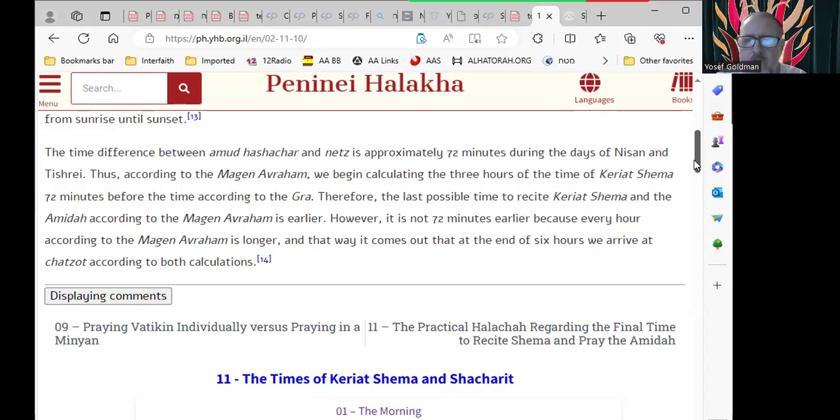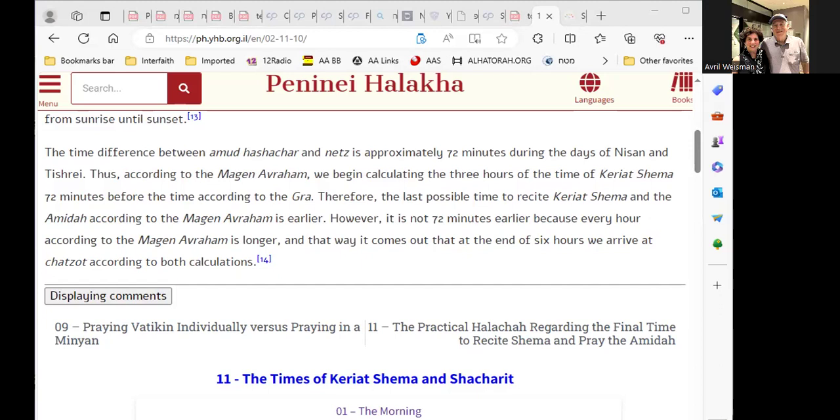So Chatzot literally means midday. Tell me if you can see this screen. These are the times for Washington, D.C., according to the website of Chabad.org, or one of the Chabad opinions. And so we start with Alot, which is halachic dawn, when the sun is 16.1 degrees below the horizon. So that's 5:53 a.m.